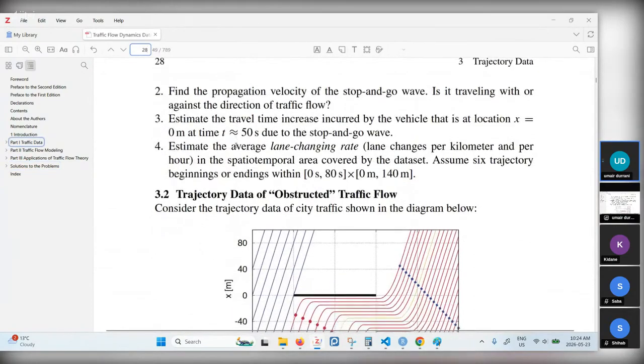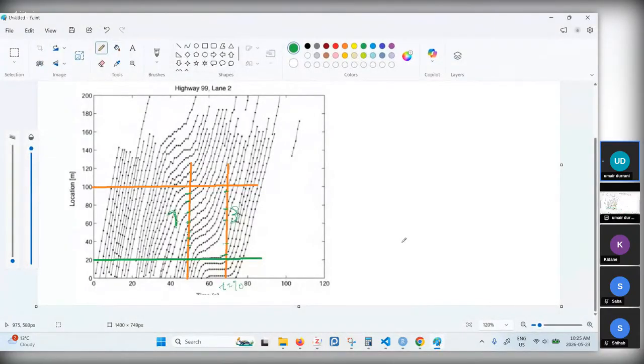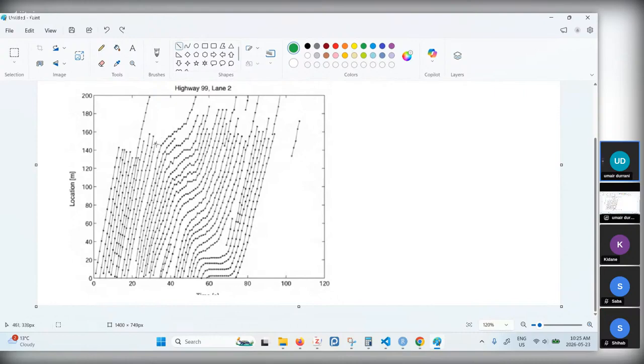Okay, so that was the first question. Second one is find the propagation velocity of the stop and go wave. Is it traveling with or against the direction of traffic flow? For the propagation velocity, we need to look at where the stop and go wave is. So let's try to do that. Let's get rid of these lines first. The stop and go wave is where the vehicles start to slow down. So this is one line that represents that. And then the second line is here.